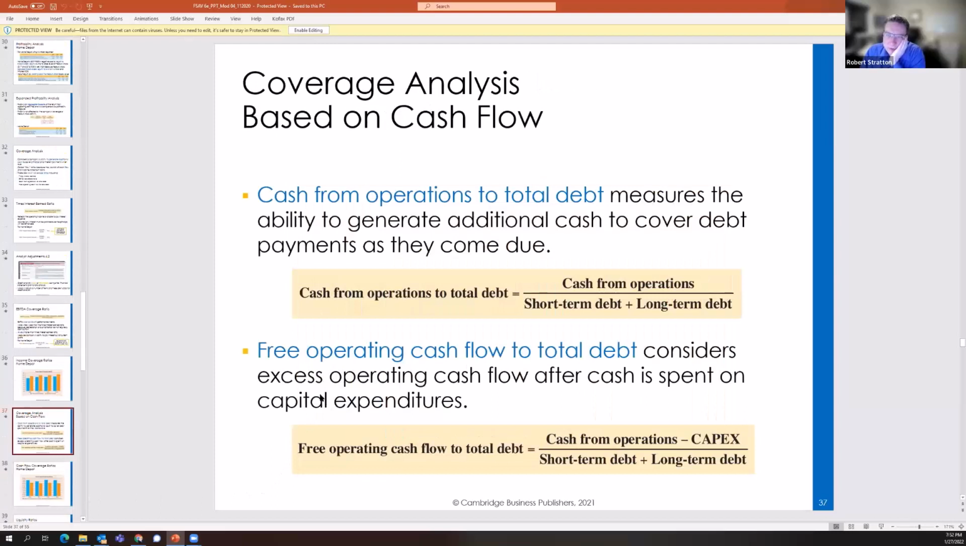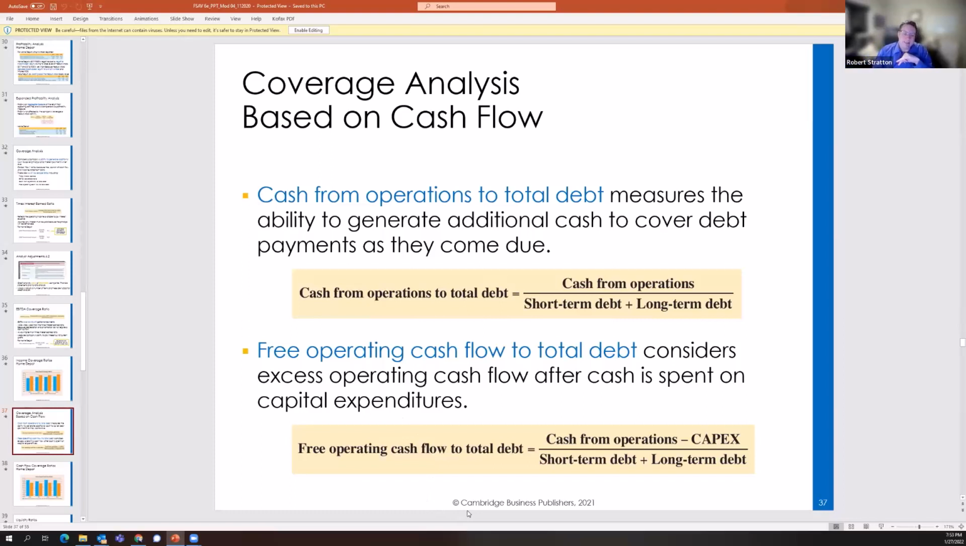So we can also do based on cash flow. We can look at cash from operations to total debt. Pretty standard ratio there: cash from operations, not from investment activities, over short-term and long-term debt. And you can also do free operating cash. Here you're going to want to do your cash from operations minus capital expenditures.